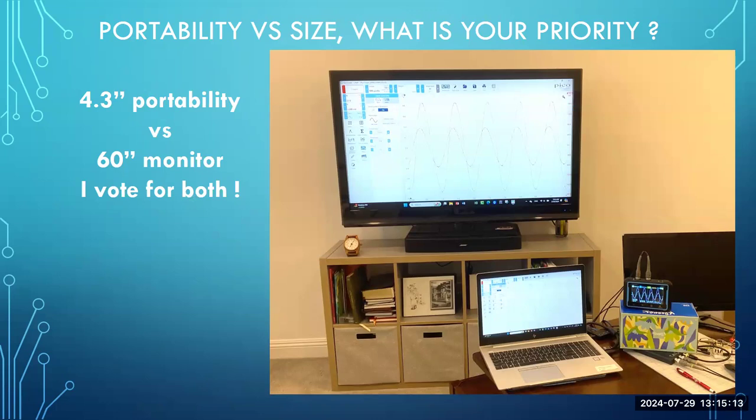This is in my den, so here's my 4.3 against a 16-inch laptop against a 60-inch monitor. I vote for all of them. Again, it depends on what it is that you are using this for.